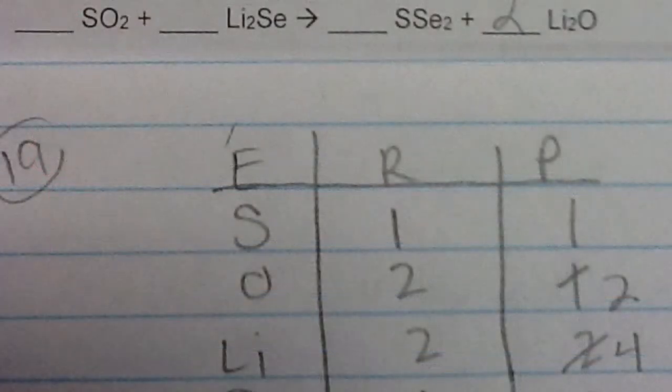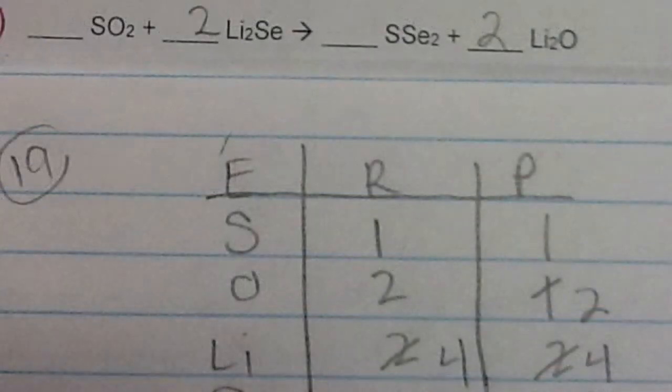By putting a 2 in front of the product lithium and oxygen, I raise my oxygen count to 2 and my lithium to 4. By putting a 2 in front of the lithium and selenium formula on the reactant side, I bring that count up to 4 for lithium and 2 for selenium, and the equation is balanced.